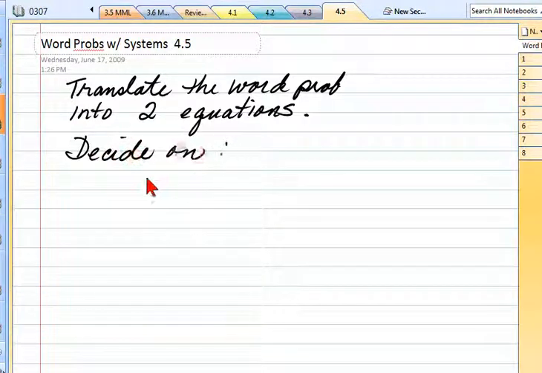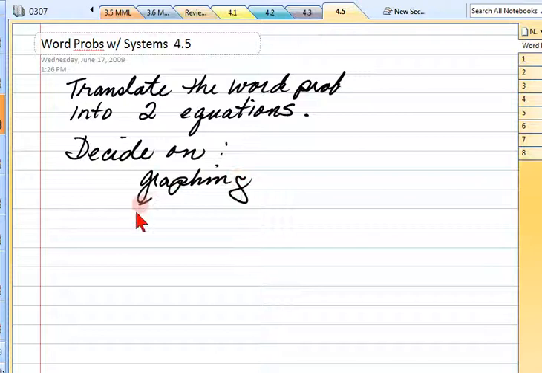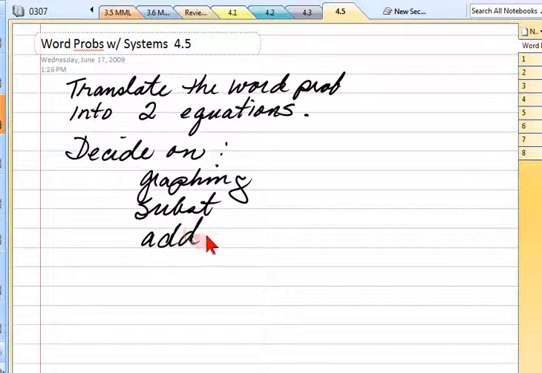on graphing, substitution, or addition. And I would say that we will not choose graphing, because you have to know that the problem's going to work out really nice and that the numbers are going to be small enough, like less than 10, to fit in your grid. And there's no promise that that's going to happen in these problems. So I would say we're not going to use graphing as a technique.